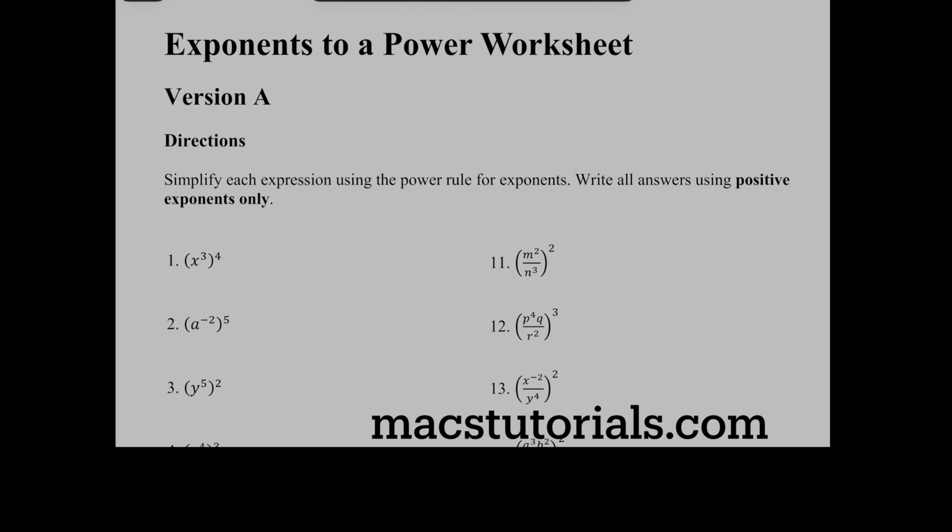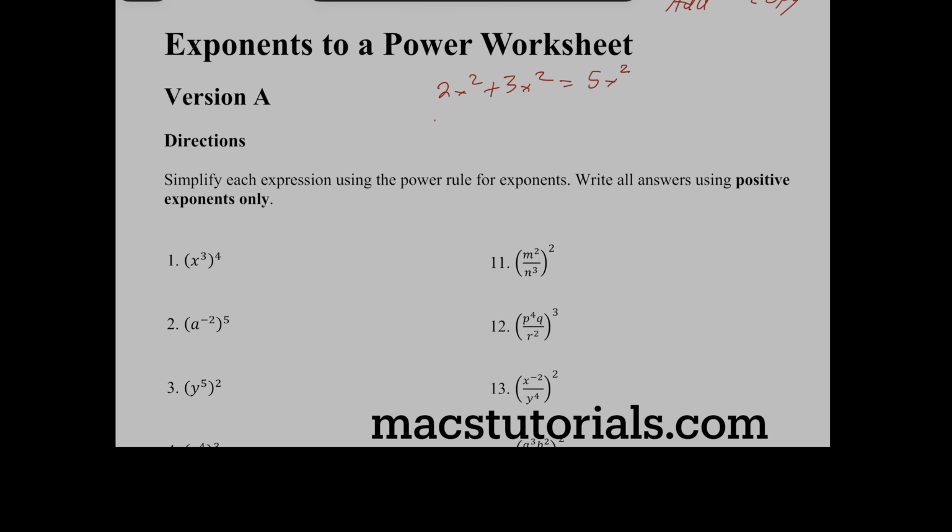Hey everybody, it's Mac here, and we are going to now work on what do you do when you have an exponent to a power, okay? Well, we learned a few things. First of all, if I have, let's just say like a 2x squared, and I add that to a 3x squared, when I add, all I do is I just copy, okay? So when you add, you copy.